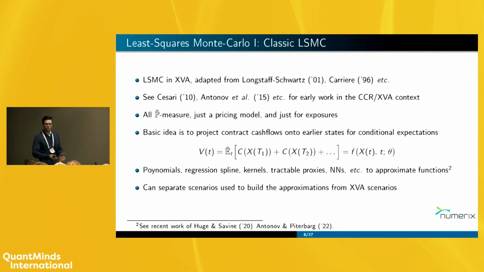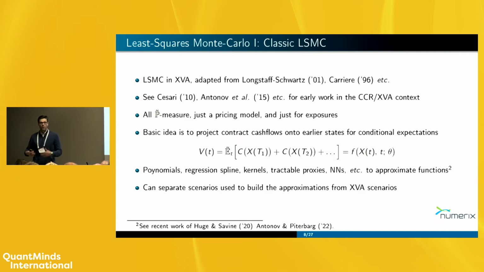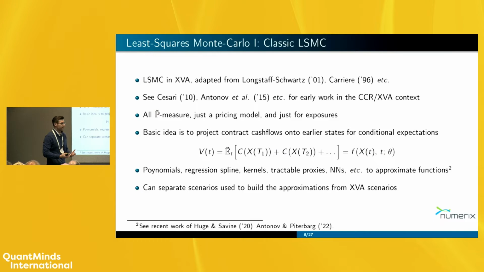Least squares Monte Carlo. I'm sure that many of us are familiar with least squares Monte Carlo. It's adapted from Longstaff-Schwartz and Carriere and others who were working on pricing early exercise instruments. So you can see Cesari or Antonov et al. for early work in the counterparty credit risk and XVA setting. In the early days, it was all pricing measure and it was just for exposures. The basic idea is that we can write down our values as a conditional expectation of future cash flows. I'm going to ignore discounting and contract features and all that sort of stuff, just a simple conditional expectation.